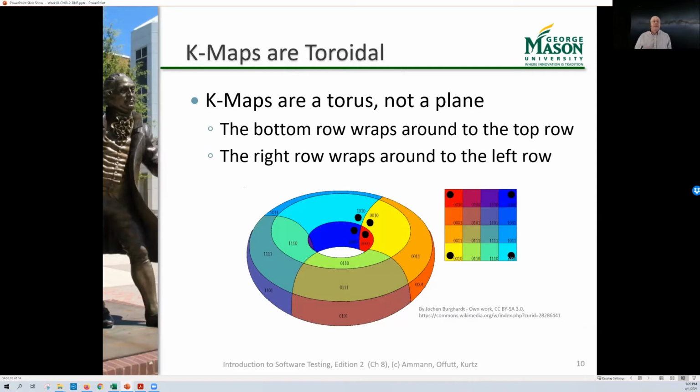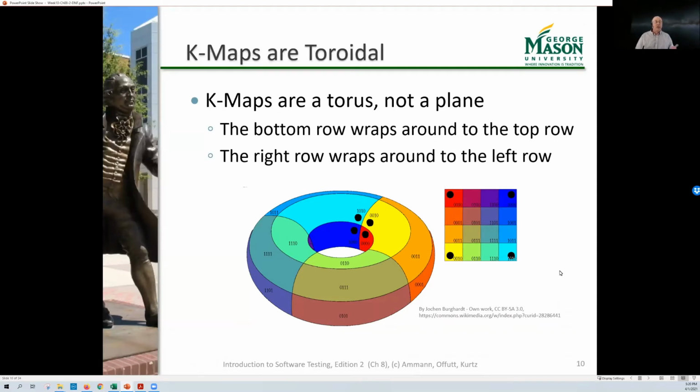So one key thing about Carnot maps. Carnot maps are a torus. They're not a plane. The left side of the Carnot map wraps around to the right side, the top wraps around to the bottom, and vice versa. So if you took this color-coded K-map and really wanted to look at it in 3 dimensions, you'd really come out with this donut-shaped torus.